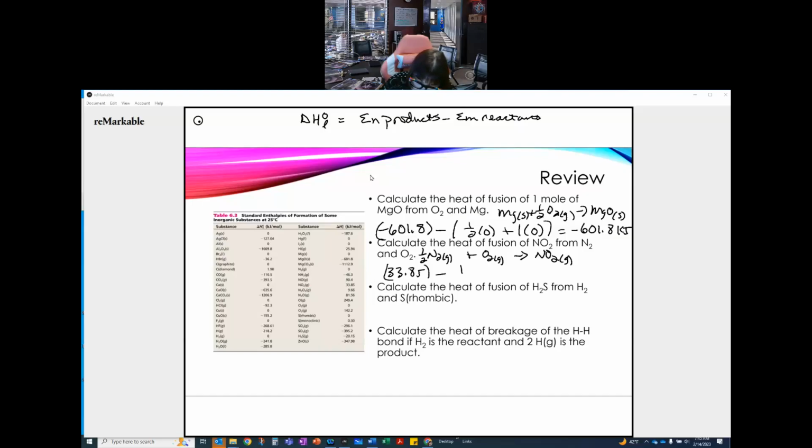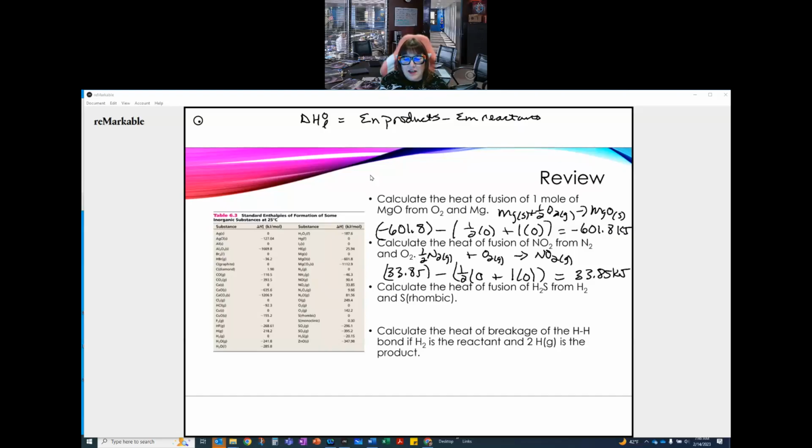And then we're going to subtract the 1/2 of the 0 from the N2, which is right there. And then, of course, the O2 gas is 0 as well. And that's equal to 33.85 kilojoules. Okay, that was fun.